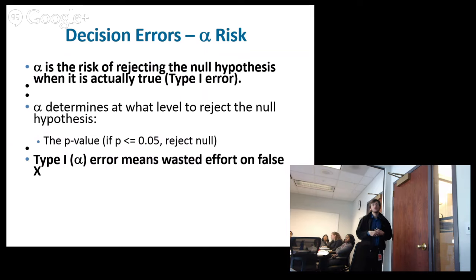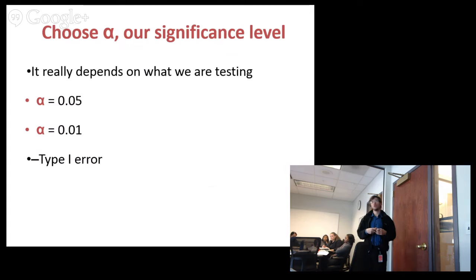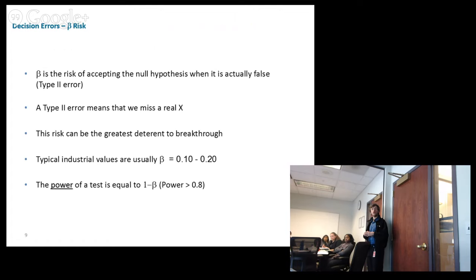So we have alpha. It's the risk of rejecting the null hypothesis when it's actually true. This is called type 1 error. So how do we choose what our level of significance is? Well, it's generally 95%. So alpha equals 5%, or .05. But in different circumstances, you might want to change what it is. So then you have beta risk. Beta risk is the risk of accepting the null hypothesis when it's actually false.